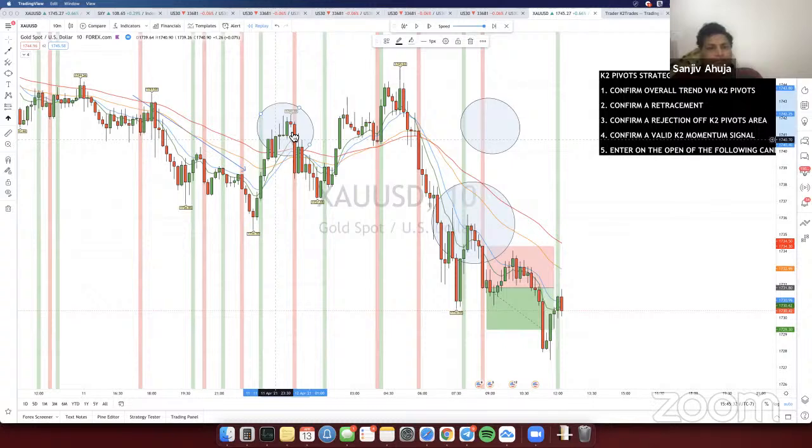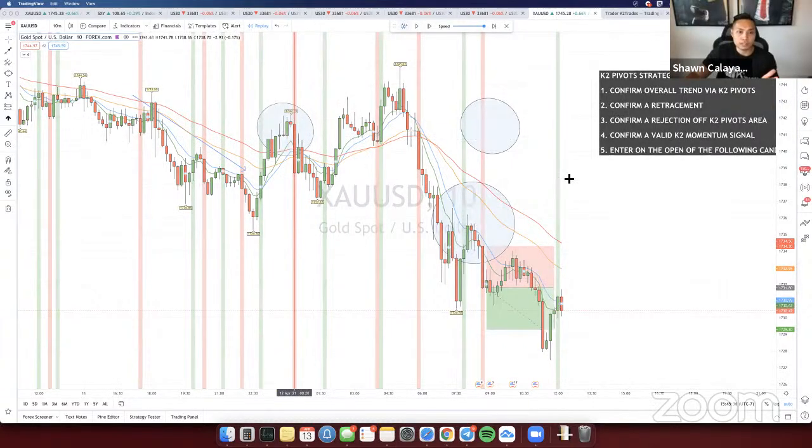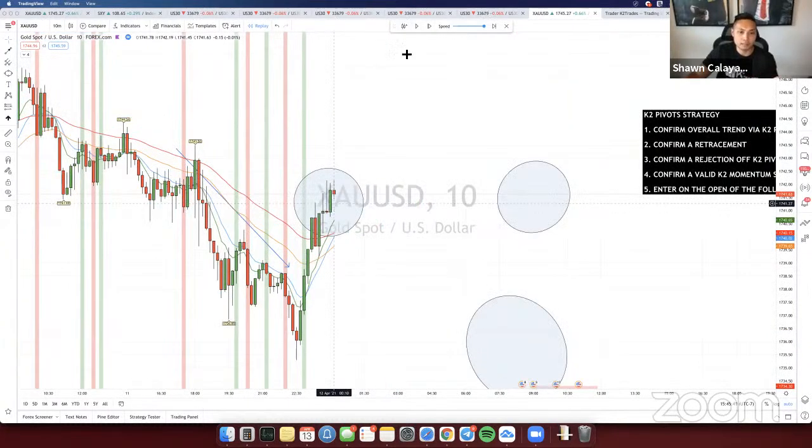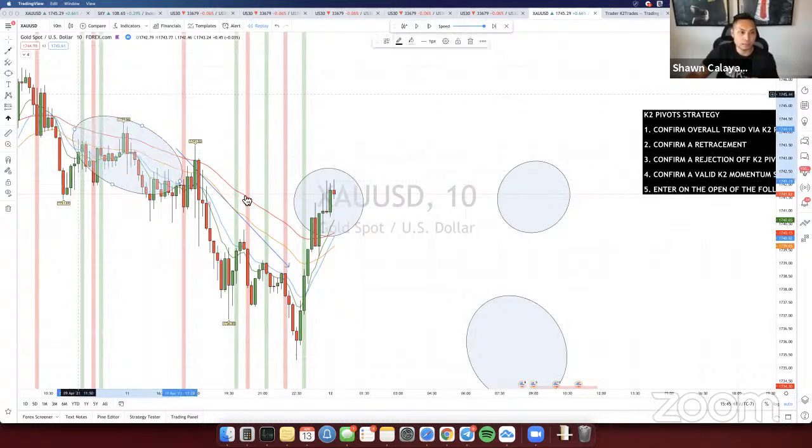So if the rejection is all the way up here, this can show that possibly this might be a change in trend, right? Instead of going for a sell, you might be looking for a buy now. So you just want your rejection to be in the area of the pivot, within the vicinity of the pivots. If it's too far out, then it's probably going to be a reversal in the trend.